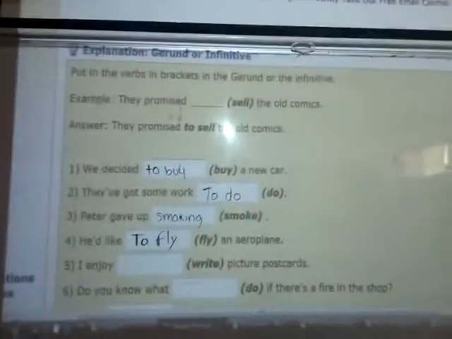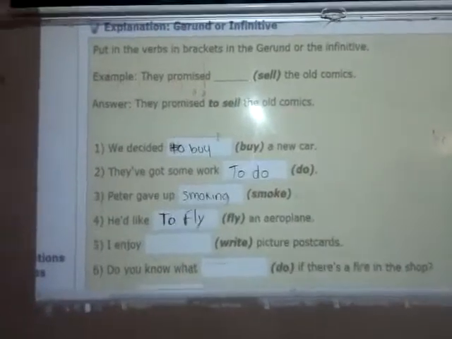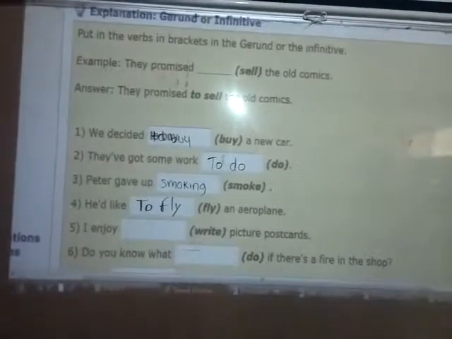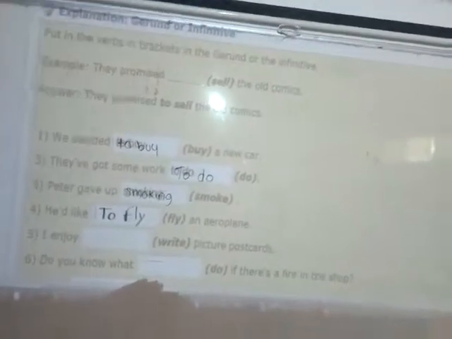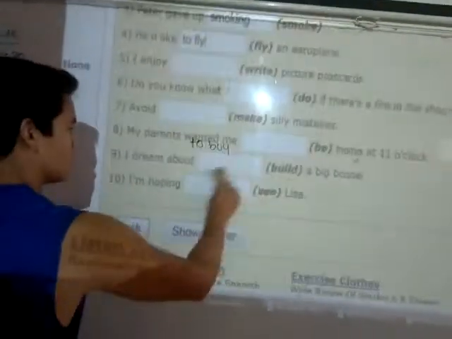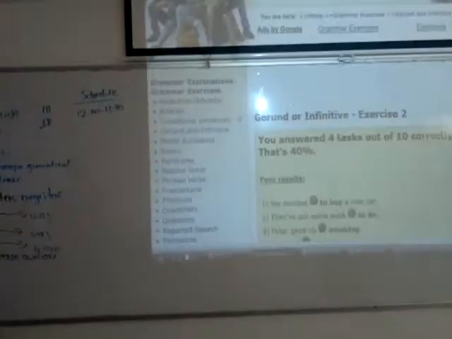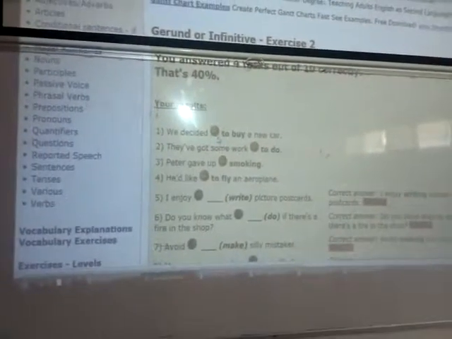All right. Okay, guys, what will we type in? I'm gonna type only those 4 that you have. So the first one is to buy. The next one? To do. Smoking. To fly. Very good, let's check. You're gonna have 4 correct. Okay, so you got 40%. That means that you got them all correct, right?